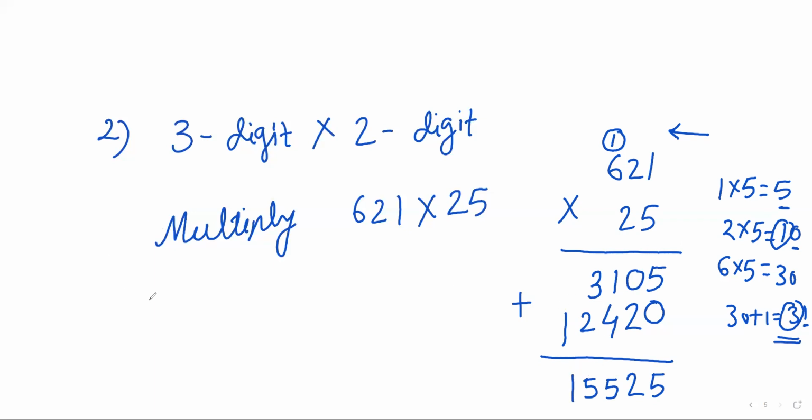Now when you multiply 621 by 25, what will we get? 15,525. Okay, now let's take one more example.